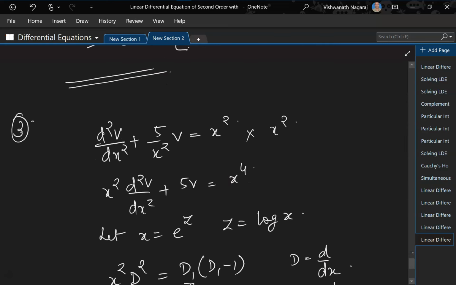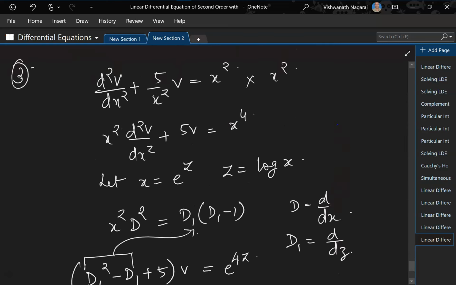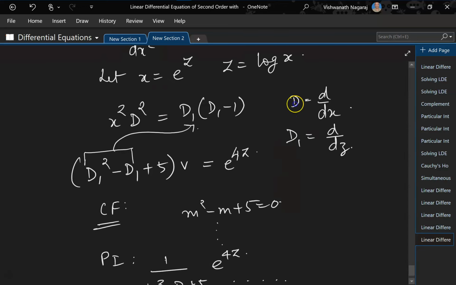Here, I just wanted to show you how, if you get x square in the denominator in between, you have to convert it into a homogeneous equation before you can solve it.